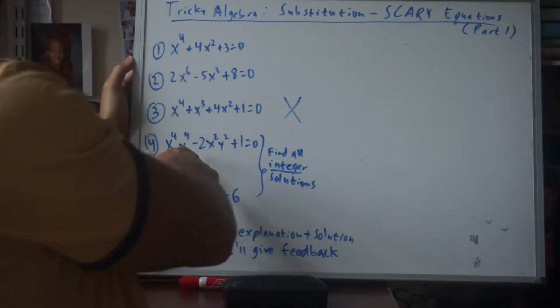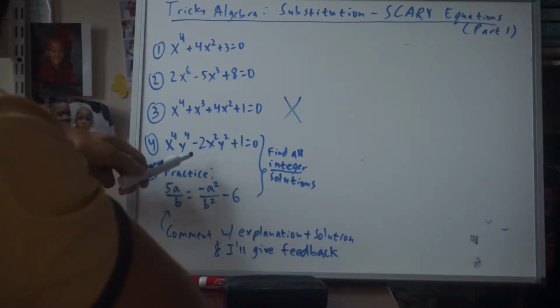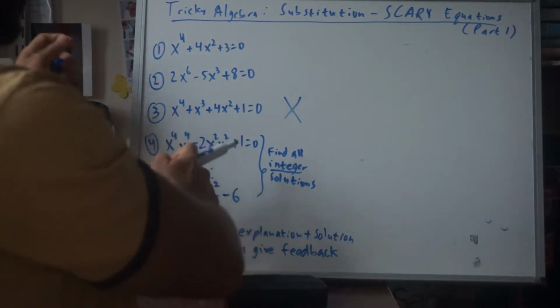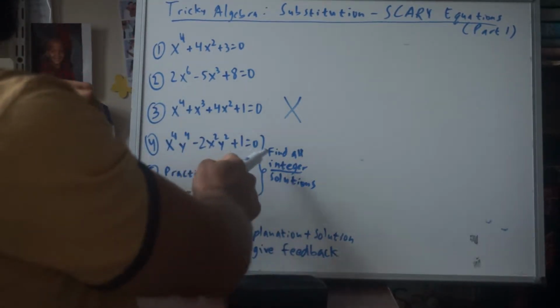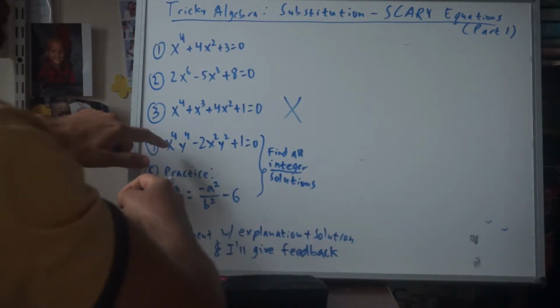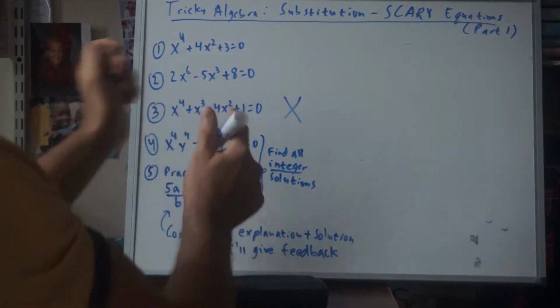So let's take problem number 4, where you have x to the 4th, y to the 4th, minus 2x squared y squared, plus 1 equals 0. So here the question is, clearly there's not enough information to solve this, but I'm restricting it such that I only want the integer solution. So x can't be like 1.3. It has to be a whole number. It can be negative, positive, integers.